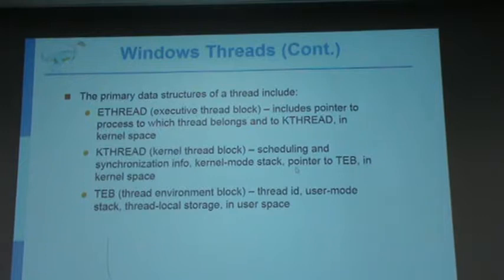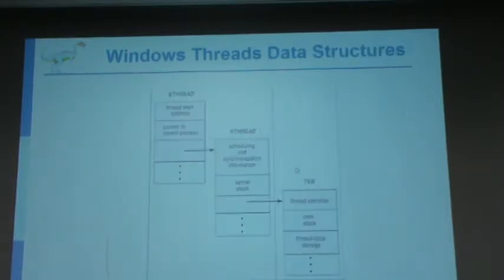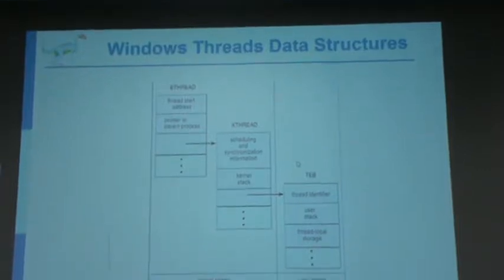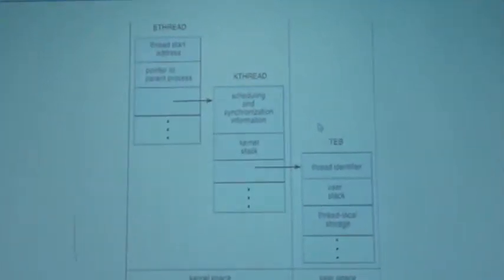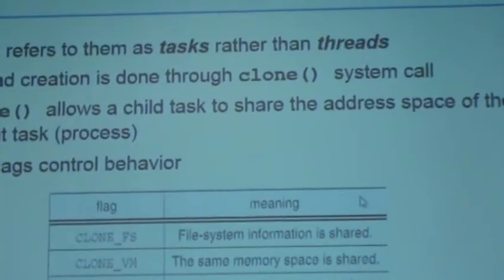One is the executive thread block, another is the kernel thread block that can handle the kernel thread, and the TEB is the thread environment block. It's like the PCB, the process control block, only for threads. The TEB is in the user space, while the executive thread block and kernel thread block are in the kernel space.